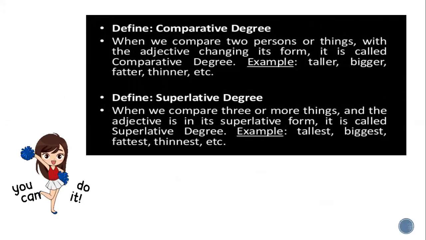Comparative degree: when we compare two persons or things with the adjective changing its form, it is called comparative degree. Example: taller, bigger, fatter, thinner, etc. Superlative degree: when we compare three or more things and the adjective is in its superlative form, it is called superlative degree. Example: tallest, biggest, fattest, thinnest, etc.